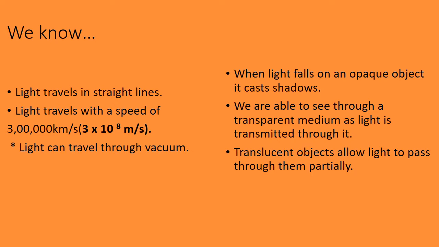Whereas a transparent object allows the light to enter through it. So we are able to see through a transparent medium as light is transmitted through it. Whereas the translucent objects allow light to pass through them partially. So all these things we have gone through or we have come across in our lower classes.